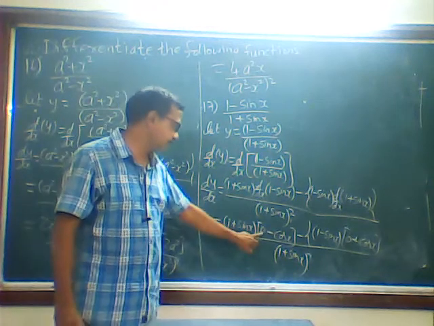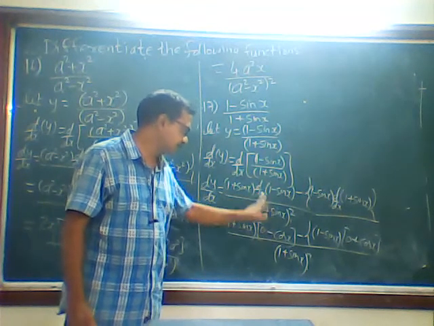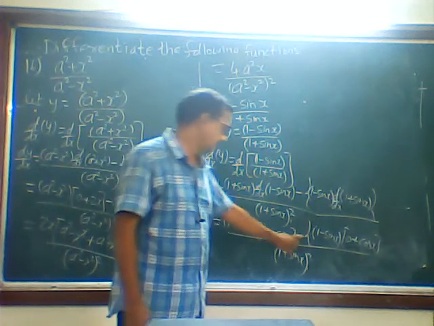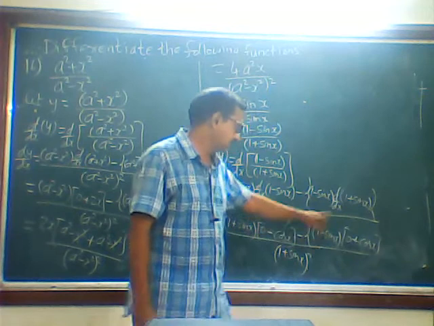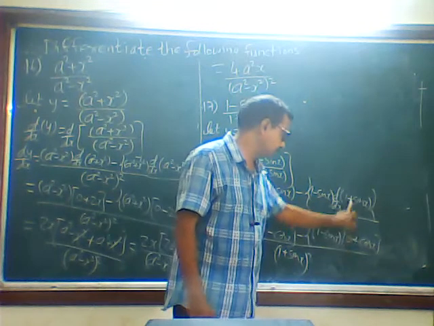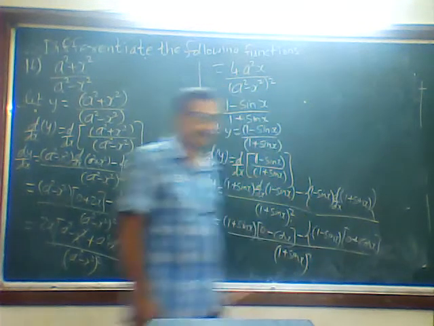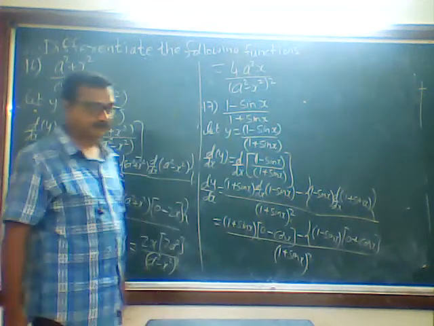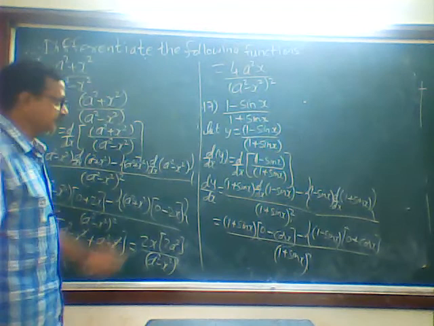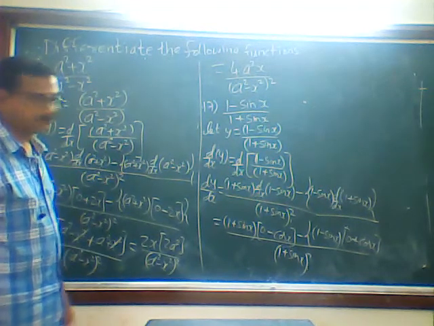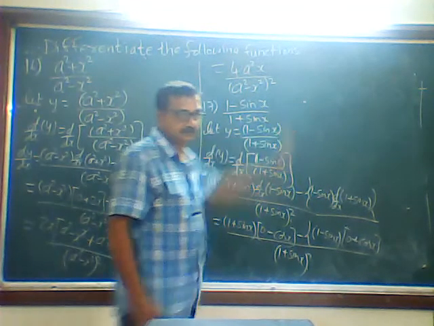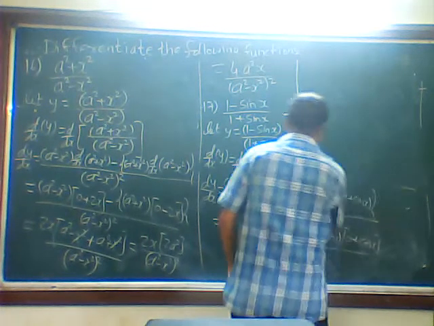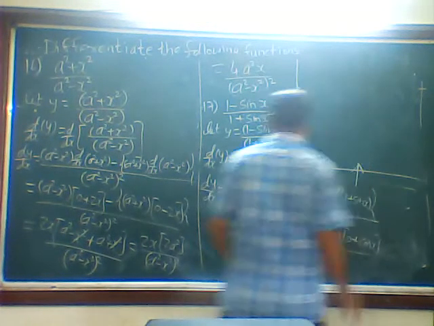D by dx of 1 is 0, minus and minus you write down. D by dx of sin x is what? Cos x. Close the square bracket. Minus this as it is, again square bracket. D by dx of 1 is 0 plus d by dx of sin x is cos x. Next what I will do? Again I will take out cos x common instead of multiplying. Otherwise if you want, in this problem I will multiply and show you. I will write it here. There will not be a confusion. Okay.